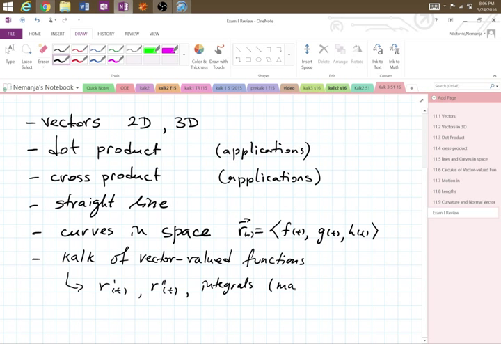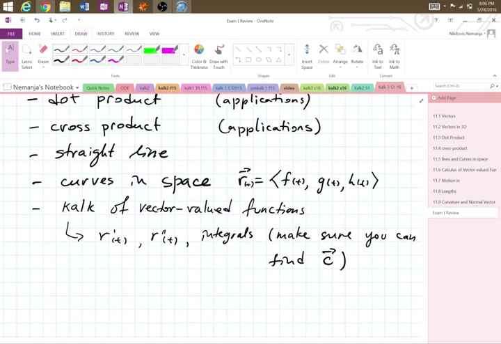Make sure, in parentheses, make sure you can find vector c if the point is given. We did the example of that in class. Also for this is the tangent line. So make sure you can find the tangent line as well.